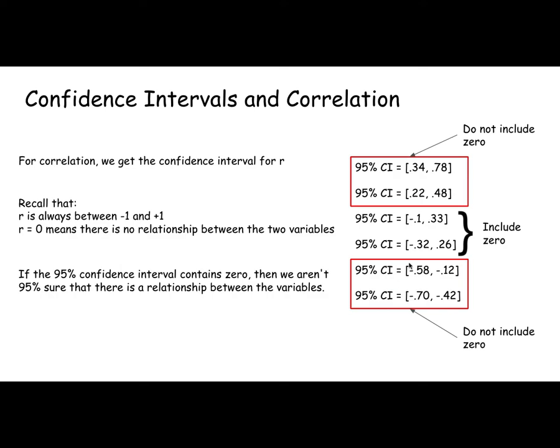So another way of thinking about this, here's a 95% confidence interval that doesn't include zero and is greater than zero. Here's a 95% confidence interval that's less than zero and doesn't span zero.